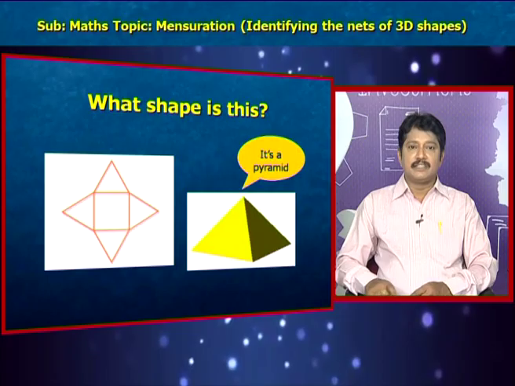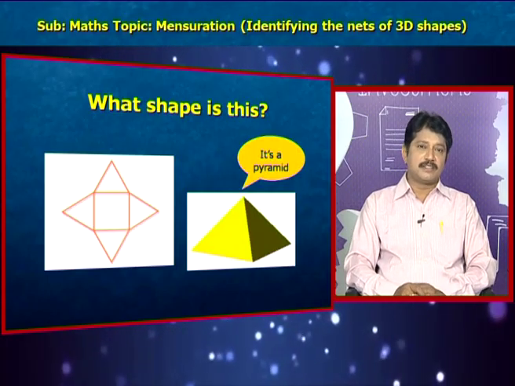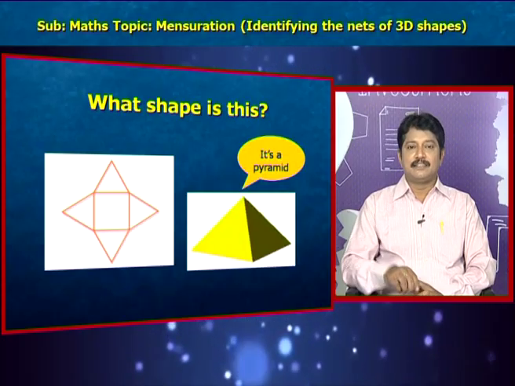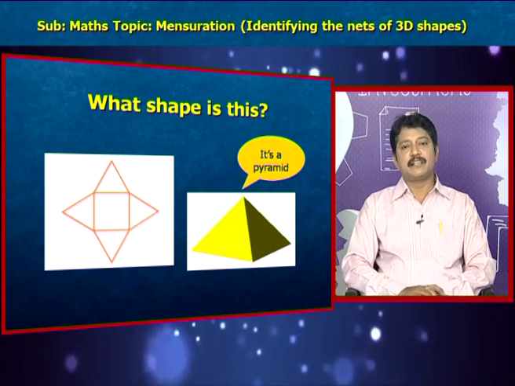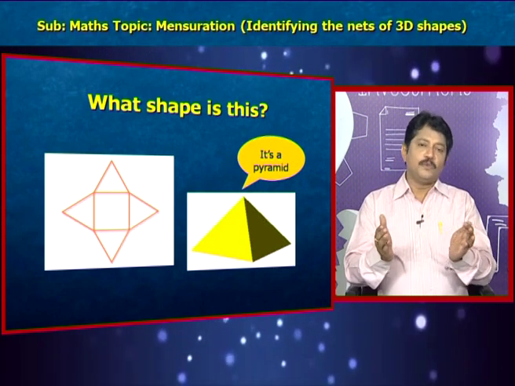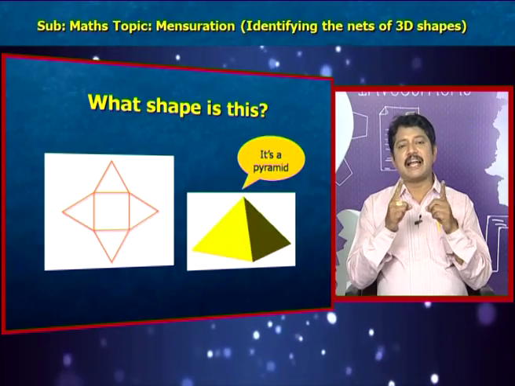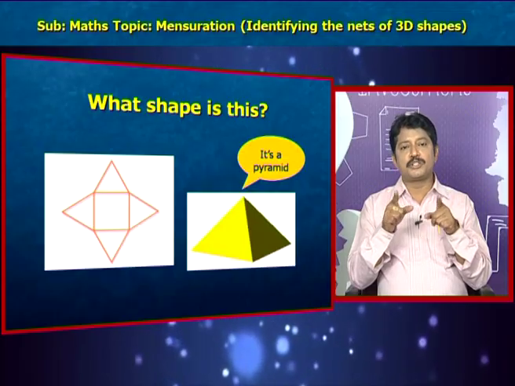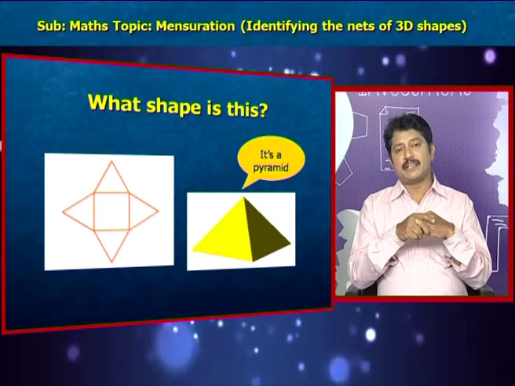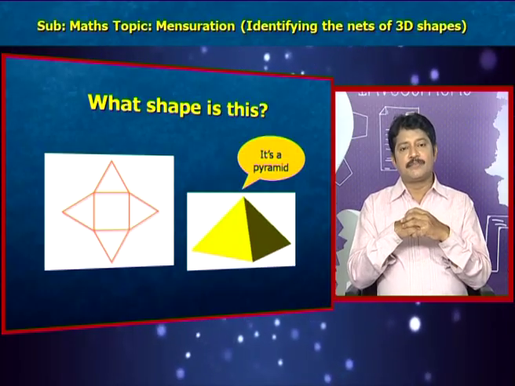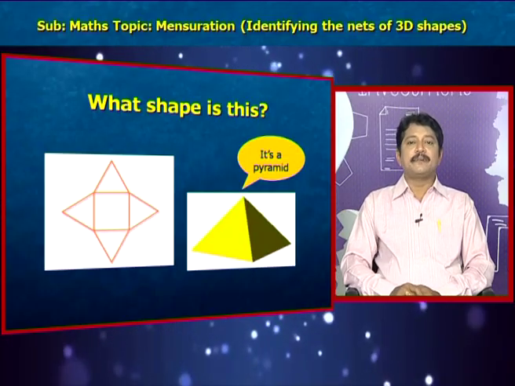Okay. Now, coming to the next one, what is the shape of this? This is the most important. It seems to be like a star, correct? So, when you close it, can you imagine it? All are triangular shapes, correct? 1, 2, 3, 4. So, 4 triangles, and at the base is a square. So, imagine, when you close it, it seems to be a pyramid.